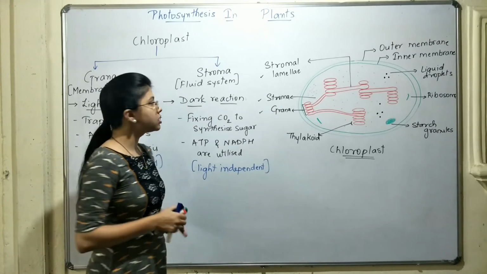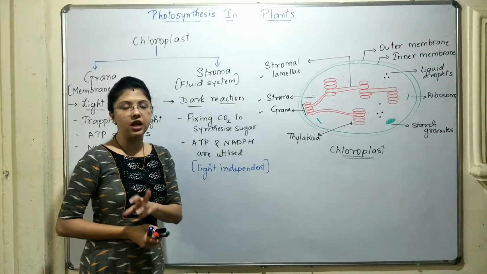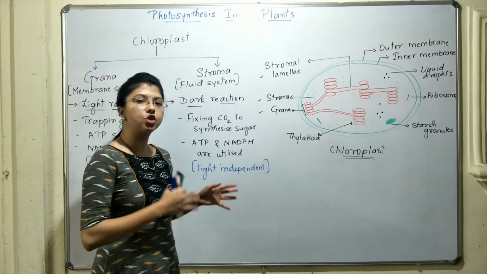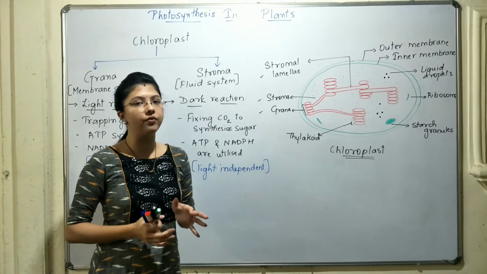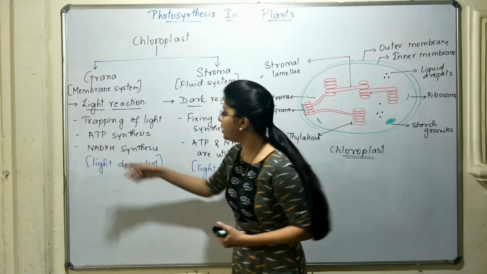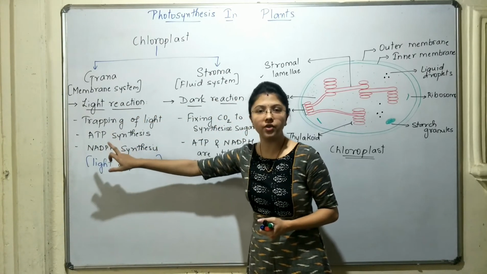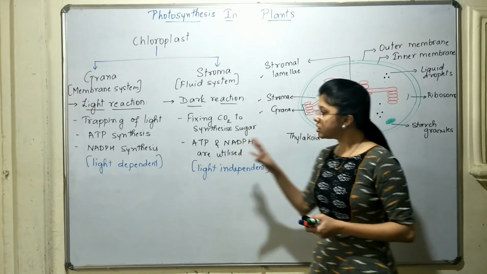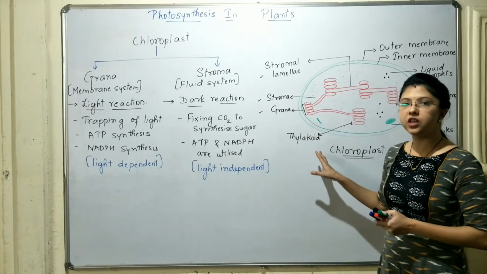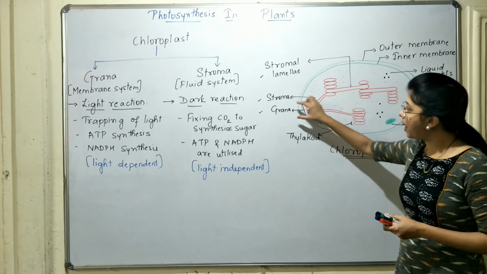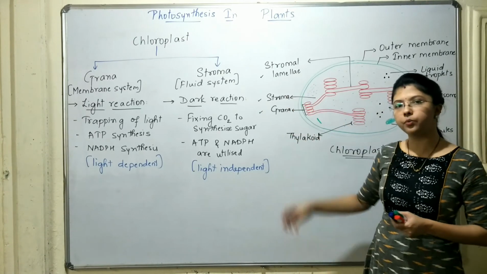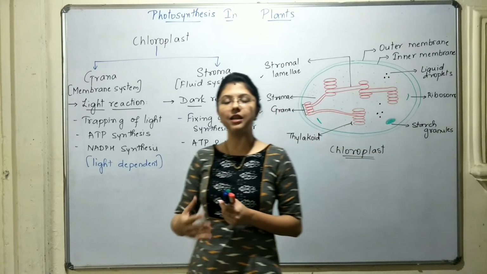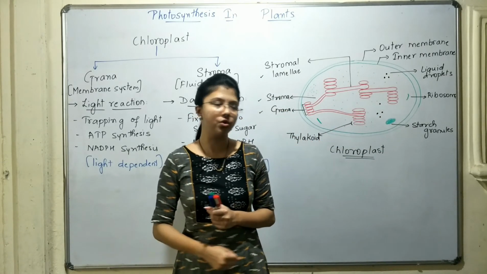Remember, it is not called dark reaction because it takes place at night. No, it is called dark reaction because it is not directly dependent upon the light. Instead, it is dependent upon the products of the light reaction, that is ATP and NADPH. So this is all about the structure of the chloroplast and the parts which are involved in carrying out the process of photosynthesis. Now let us see how exactly photosynthesis takes place.